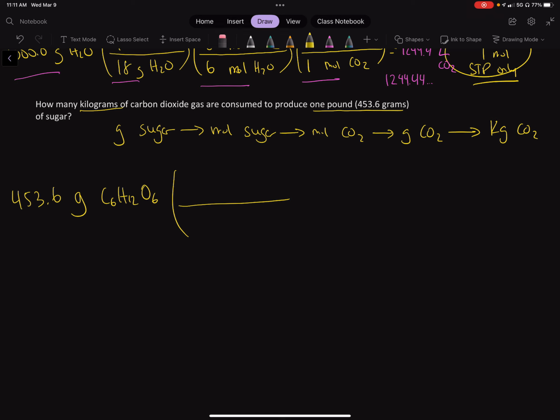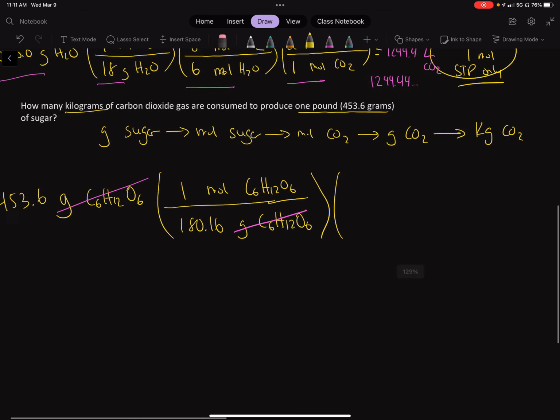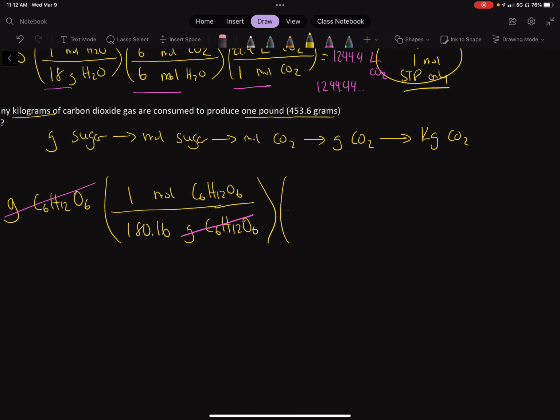And we will use the molar mass of C6H12O6, which we said earlier was 180.16 grams of C6H12O6. That's equal to 1 mole. So that's our molar mass. Next, we need to use the mole to mole ratio, because so far our units have us with moles of C6H12O6. So we need to convert from moles of one to moles of the other. So moles of C6H12O6, we're going to convert to moles of CO2.